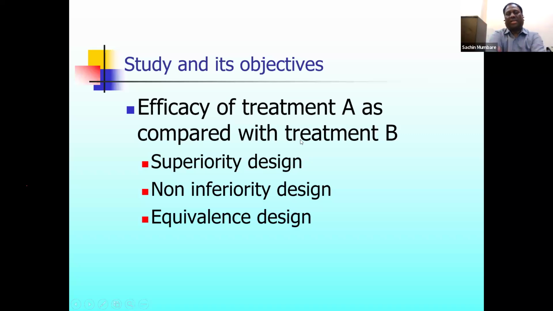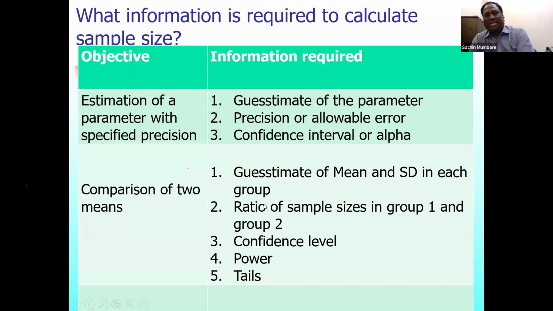Then in clinical trials also, we can do this type of study, efficacy of treatment A as compared with treatment B. There are different types of clinical trials, such as superiority design or non-inferiority design. I will explain in detail what do we exactly mean by superiority design, non-inferiority design, equivalence trial afterwards. Now we'll actually see how to estimate sample size in two scenarios and what information is required for these two scenarios.